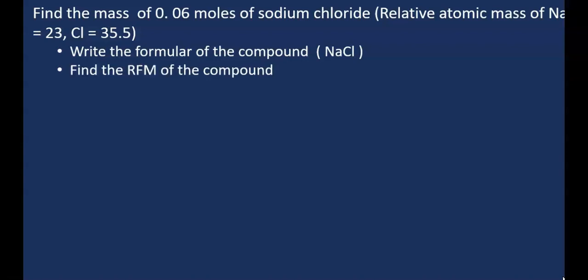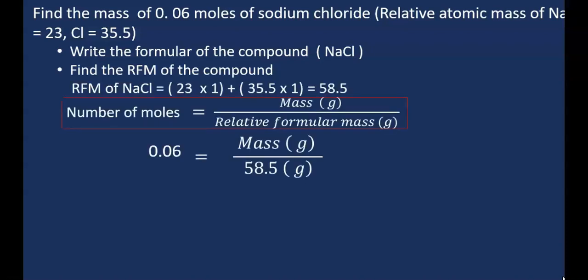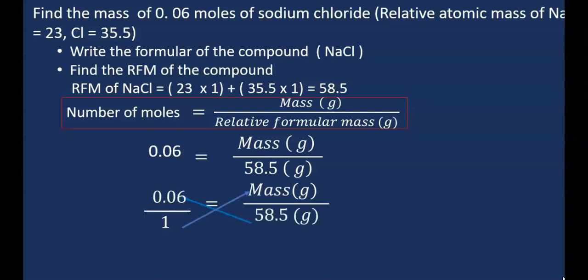Step 2, find the relative formula mass of the compound. Set the formula for finding the number of moles, which is equal to the mass in grams over the relative formula mass. In this question, you can substitute the known quantities into the equation. We know the number of moles is 0.06 and we know the relative formula mass is 58.5. We can rewrite this as 0.06 divided by 1 equals the mass over 58.5.